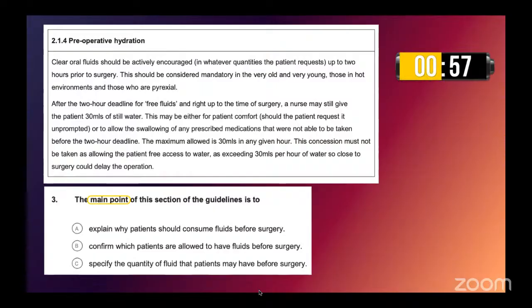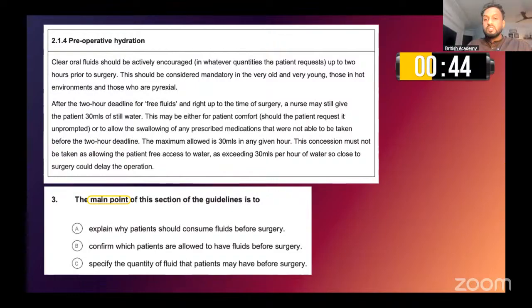This is the second last question, 58 seconds left, and we're done with it. Understand the overall gist. What are you trying to explain here? Just the overall gist. That's all that is required, nothing more than that.